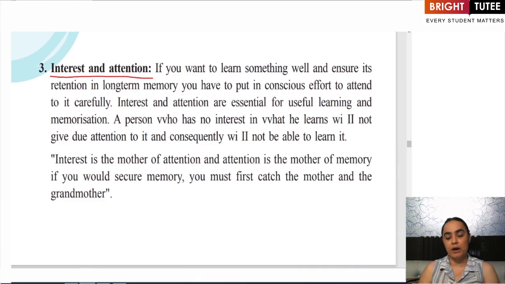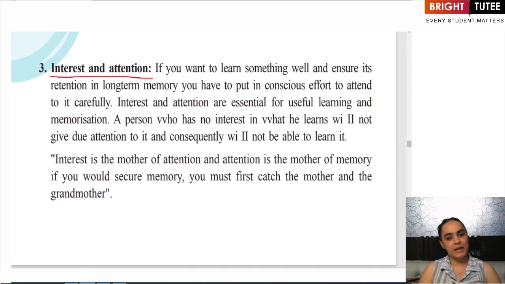If you have a keen interest in the topic that you have taken up for learning, you will pay attention to it, you will focus on it, you are going to find the facts which are even not there in the book which you are trying to learn from. And this way it is going to be there in your memory.